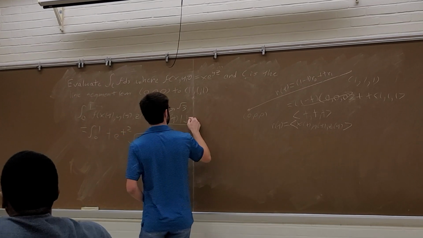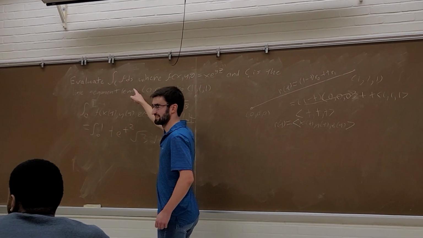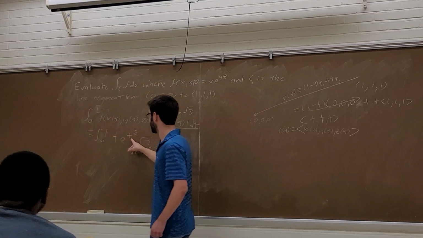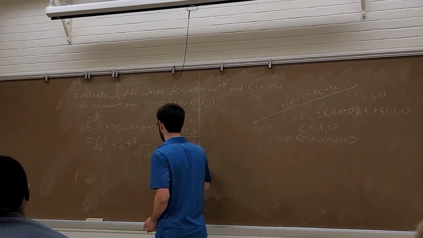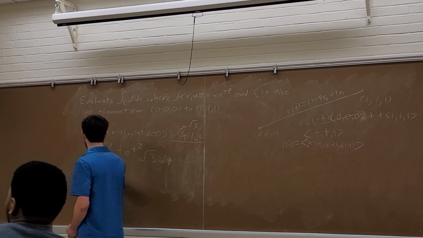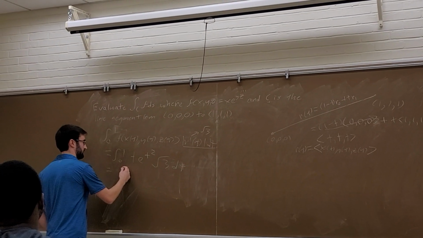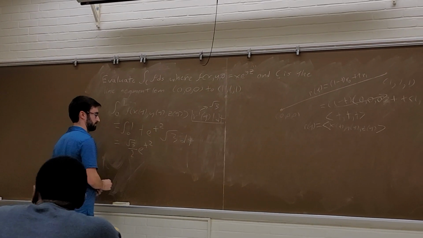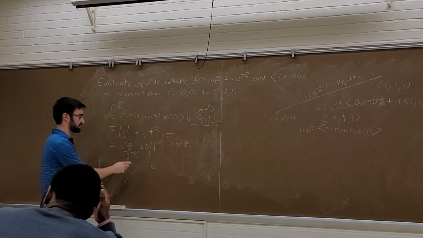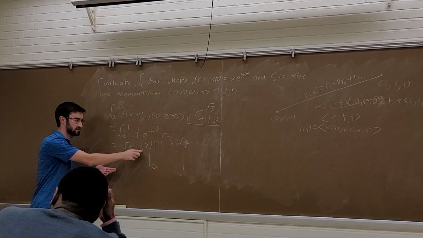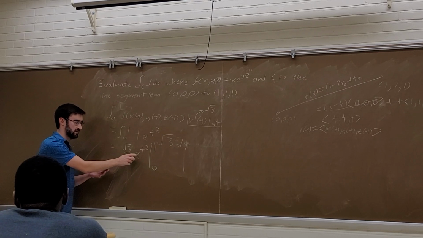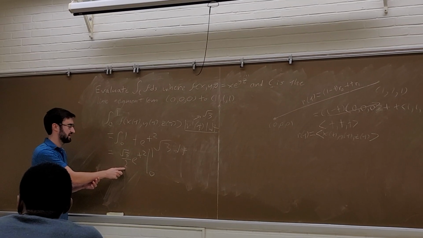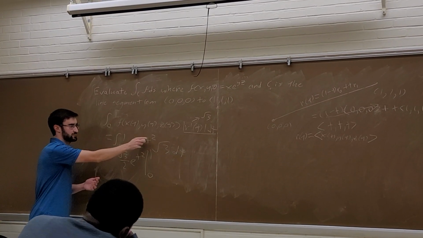So r prime of t times dt is just going to be ds. We'll just do a u substitution here. You'll find that this will be equal to root 3 over 2 times e to the t squared, evaluated from 0 to 1. If you took the derivative of this, you get e to the t squared times 2t times root 3 over 2. So the 2 and the 2t would cancel with the 2 down there, and you would just get t e to the t squared times root 3.